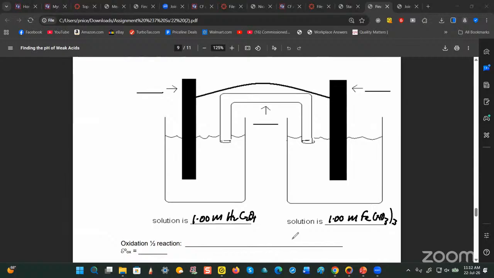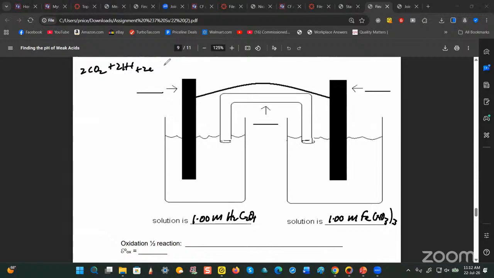Let me see what the question says on the other side. Finish drawing the cell, label the anode, cathode electrodes, solutions and all parts of the cell. So you're going to look for the reaction that would involve the oxalic acid, which I did already, because I didn't want to waste time searching. If you look up in the table, you're going to see this: 2CO2 plus 2H+ plus 2 electrons.